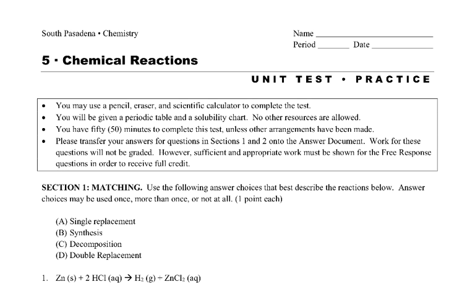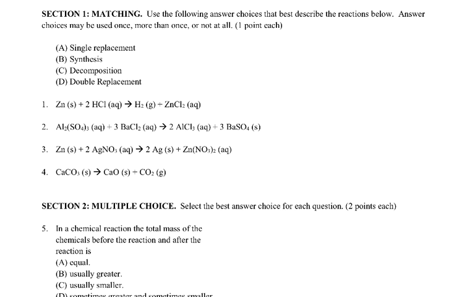Okay, on the Chapter 5 unit test, practice test. First off, we're going to try to do some matching here. What are the types of reactions going on? We have zinc, an element plus a compound, turns into an element and a compound, so that is a single replacement reaction. So that is answer A.